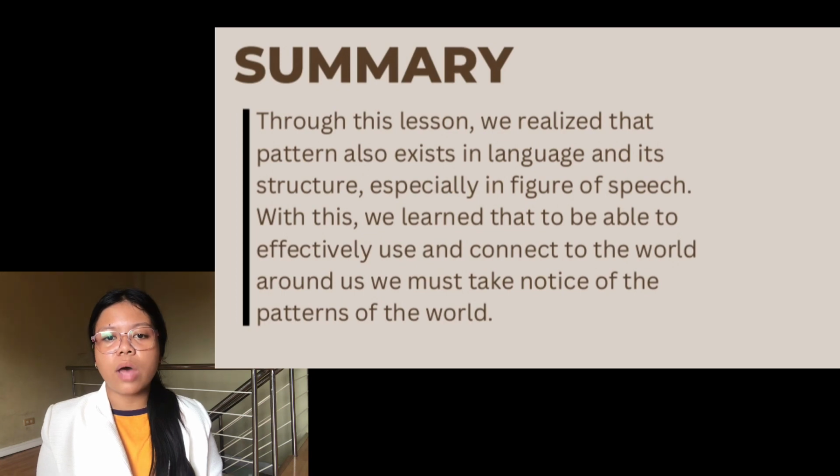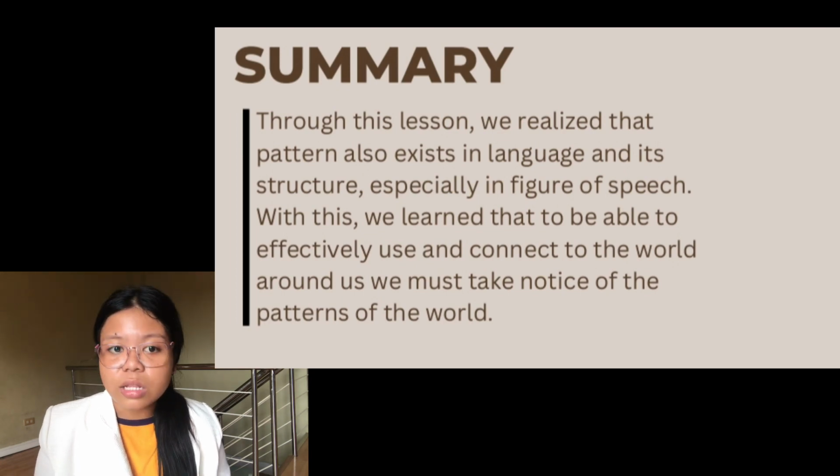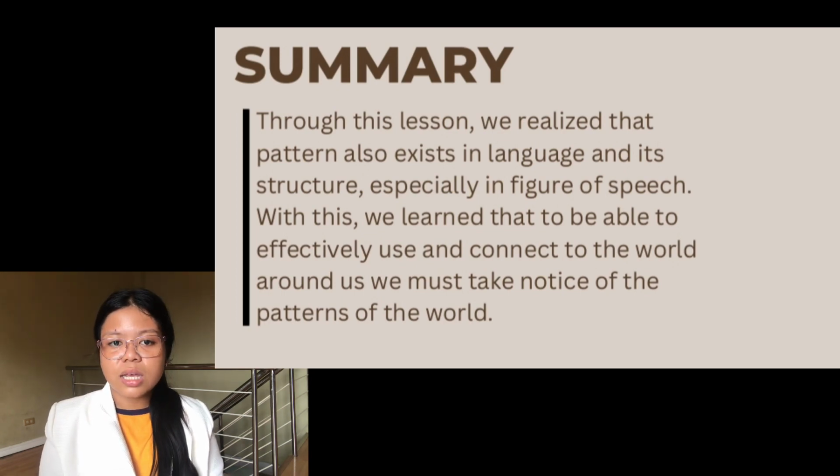It compares one thing to another to make a sentence more interesting and attract readers. In this sense, the comparison of one thing to another is already a pattern. With this, we learned that to be able to effectively use and connect to the world around us, we must take notice of the patterns of the world.